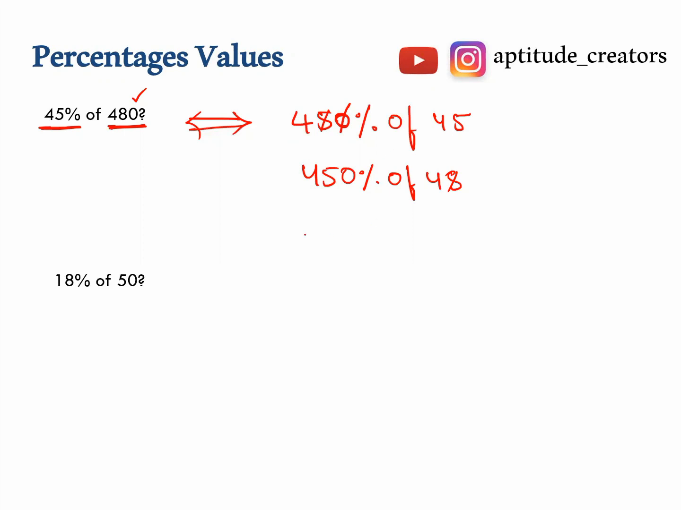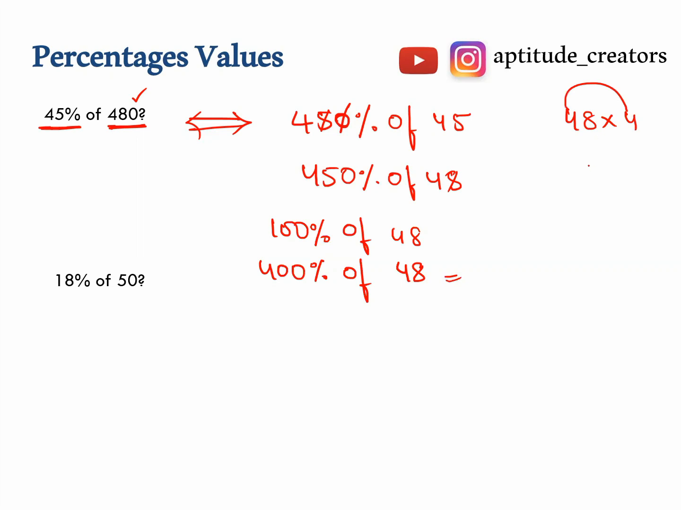Here, what you have to do is calculate 100 percentage first. What is 100 percentage of 48? By using common sense, we can say 48. Now, what is 48 into 4? 192. Great. 4 into 4 is 16, we can write it as 160. 8 into 4 is 32. 160 plus 32, 192. Here, 400 percentage of 48 is 192.